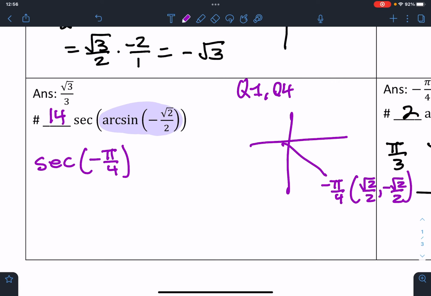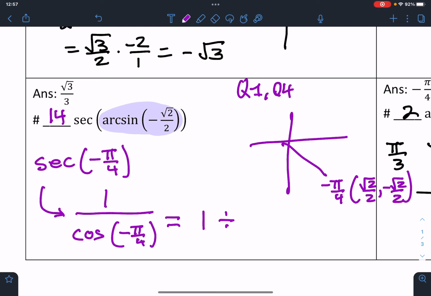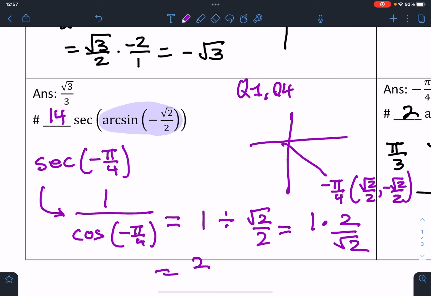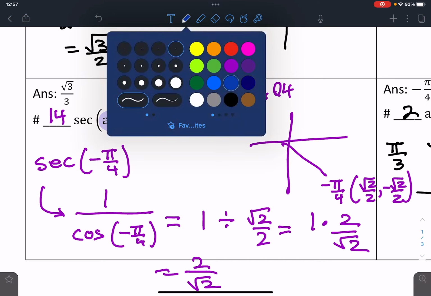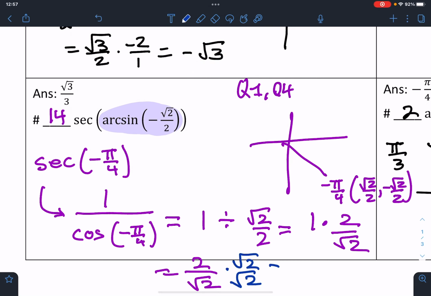Once again, my recommendation is if you're doing secant of pi/4, it's going to be the same thing as cosine, but just a reciprocal of it. So you can think about it as 1 over cosine of -pi/4. And that would be 1 divided by square root of 2 over 2, which is just 1 times 2 over square root of 2. And then 2 squared over 2. Rationalize it. And you get square root of 2.